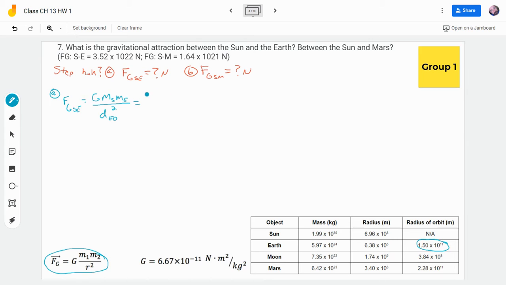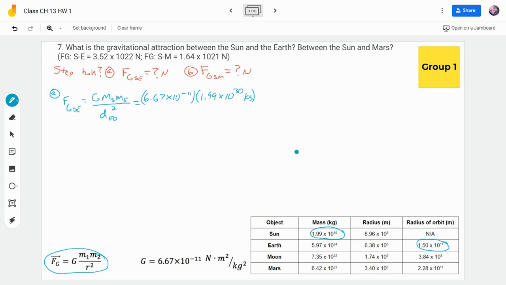Okay, so big G, 6.67 times 10 to the minus 11th. Times the mass of the Sun, so that is this number here, 1.99 times 10 to the 30th kilograms. So that's a lot. That is 1.99 million million kilograms. It's a very big number.